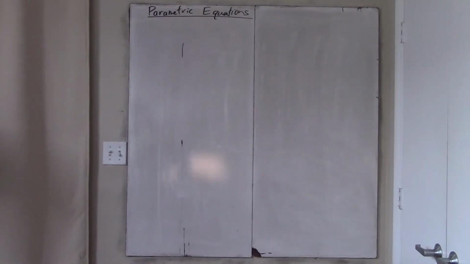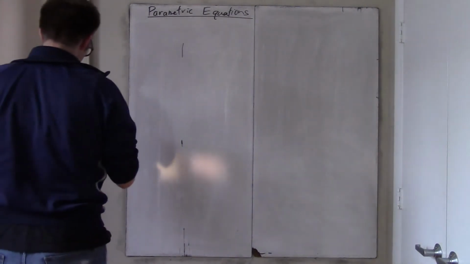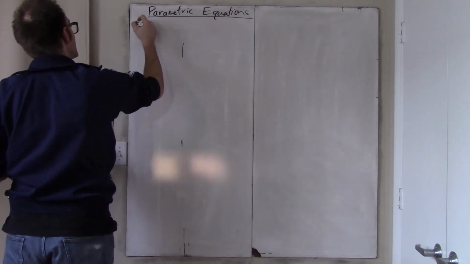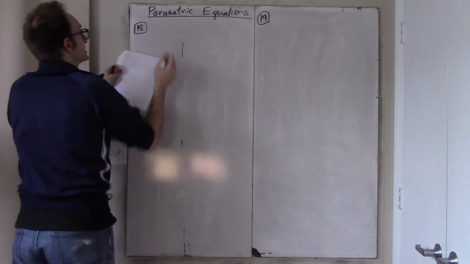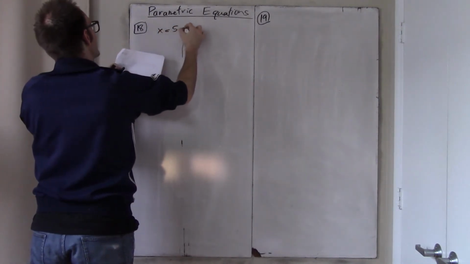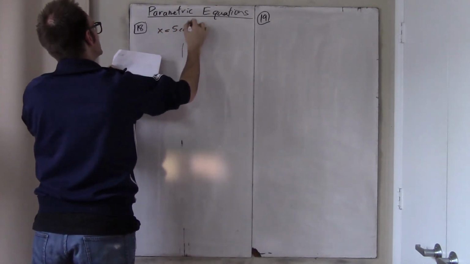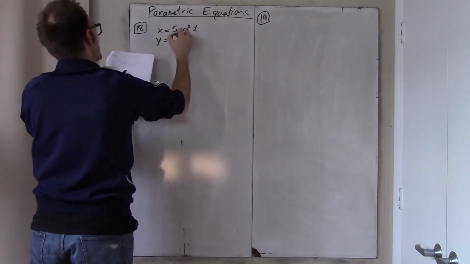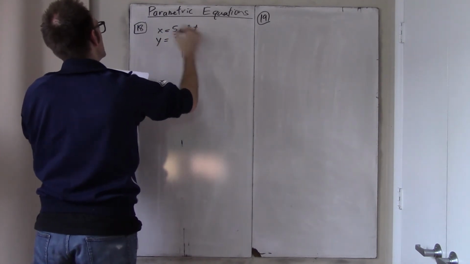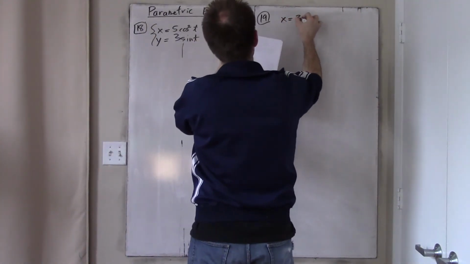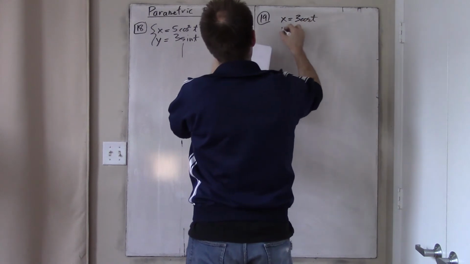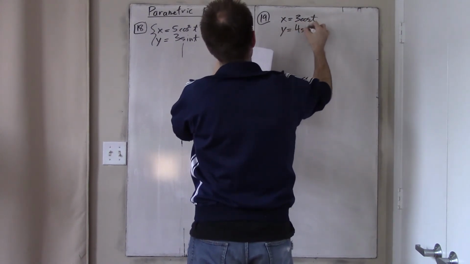Okay. Good. So, 18 and 19 are in fact very similar. And, okay, well, let's just do it. X equals 5 cosine squared t. Y equals 3 sine t. Okay. And what's 19? X equals 3 cosine t. Y equals 4 sine squared t.